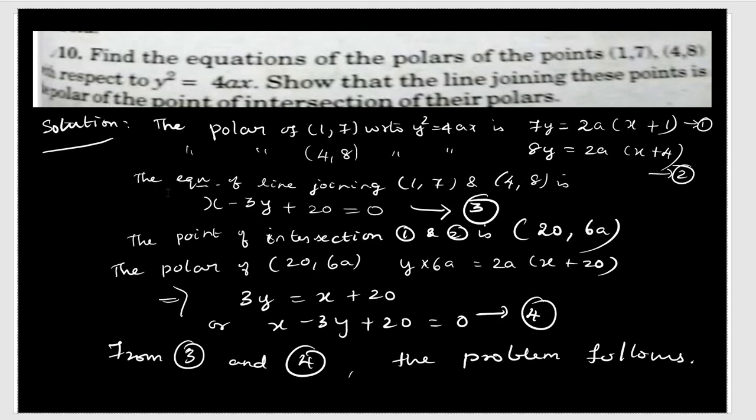So the next one is: find the equation of the polars of the points, the point (1, 7) and another point (4, 8), with respect to this parabola. If we find that first, this is what we get, two equations. What we have to show is that the line joining these points, since there will be a line joining these two points, is nothing but the polar of the point of intersection of their polars.